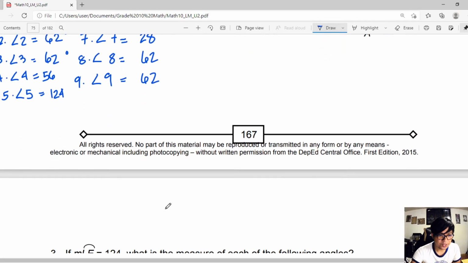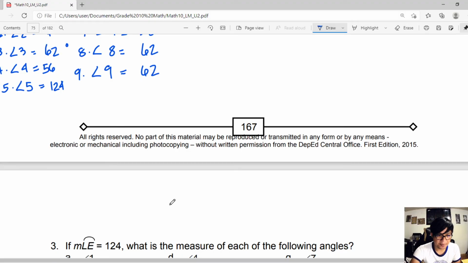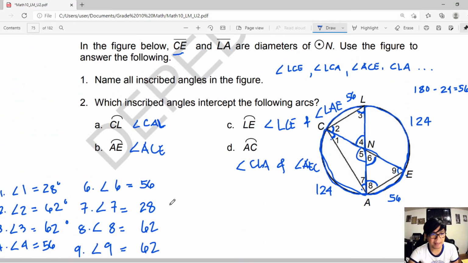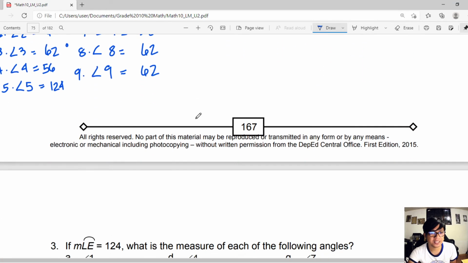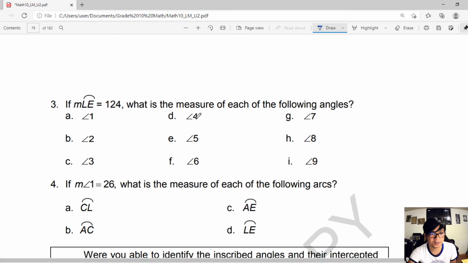Okay, so yun yung relationship ng inscribed angle sa kanyang intercepted arc. The measure of the inscribed angle to its intercepted arc is 1/2, or twice yung measure ng intercepted arc sa inscribed angle. Pag sa central angle naman, ang tandaan lang na ninyo, equal yung kanilang measure. Okay? Sige. Let's proceed with this one.